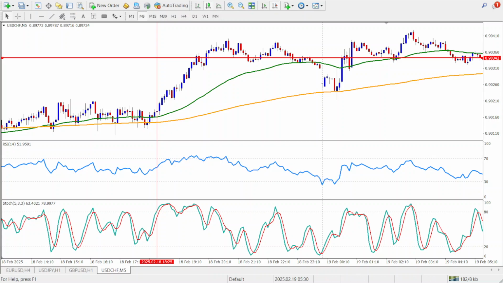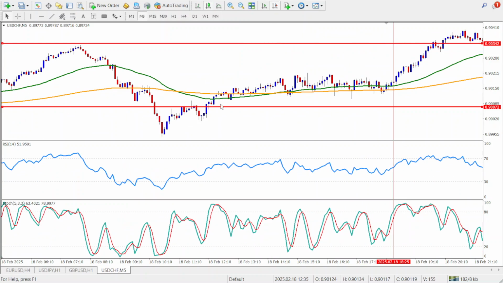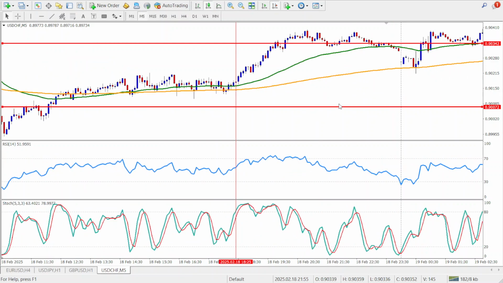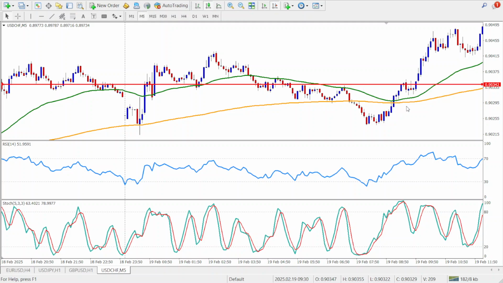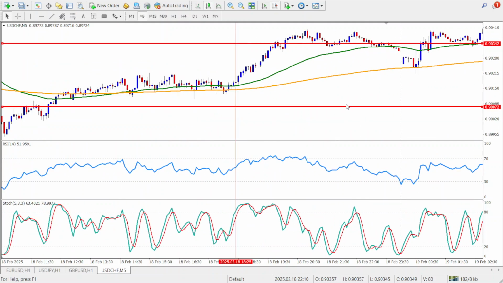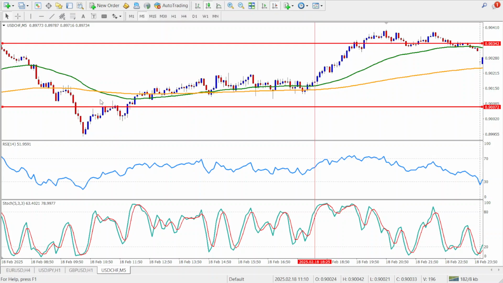So when you have the shorter term moving average cross above the longer term, it's considered a bullish signal. And when you have the shorter term moving average cross below the longer term moving average, it's considered a bearish signal. So in this case, when the 50 EMA crosses above the 200 EMA, it's also called a golden cross, and that is a bullish signal, right?